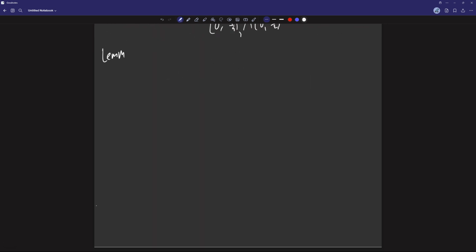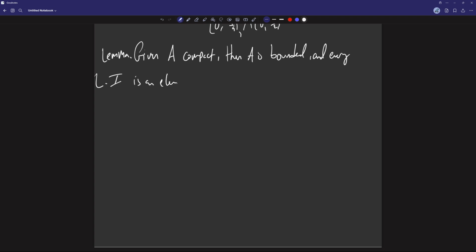Let's go ahead and show a lemma. Given A compact, then A is bounded, and every limit point is an element of A. Let's go prove this. So for n in the naturals, let U_n be equal to the negatives of this range.